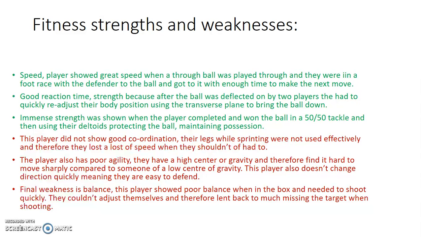The second weakness is the player also showed poor agility. They had a high centre of gravity and therefore they found it hard to move sharply compared to someone with a low centre of gravity. This player also doesn't change direction quickly, meaning they're easy to defend against.